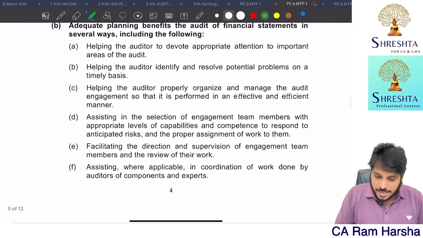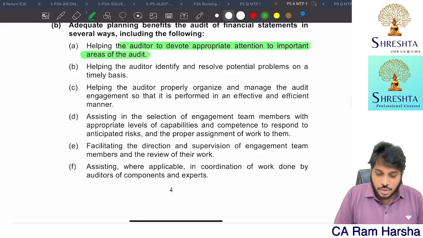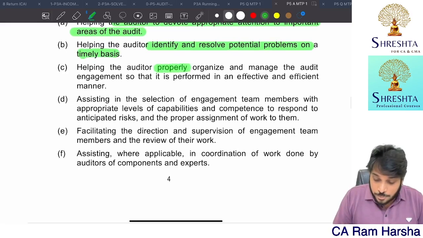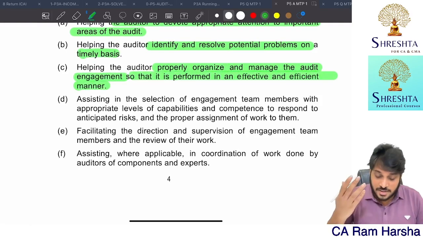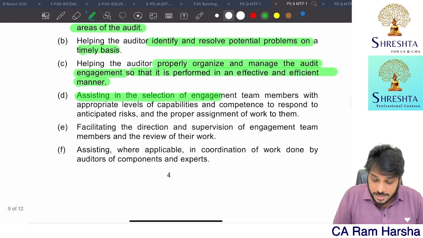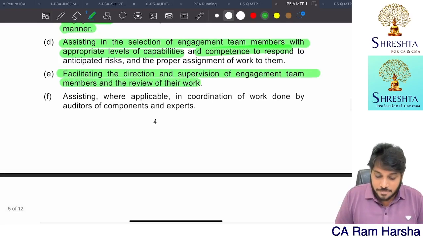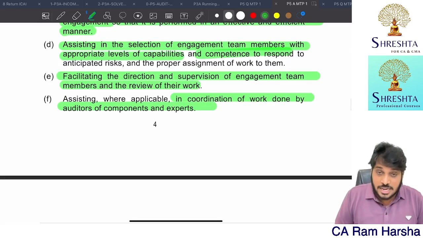It helps the auditor in devoting appropriate attention to important areas. It will help the auditor identify and resolve potential problems on a timely basis. It will help the auditor to properly organize and manage the audit engagement so that it is performed in an efficient and effective manner. It will help the auditor in selection of engagement team members with proper capabilities and competence. It will facilitate the direction and supervision of the team and coordination of the work done.